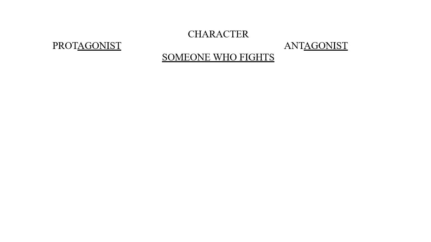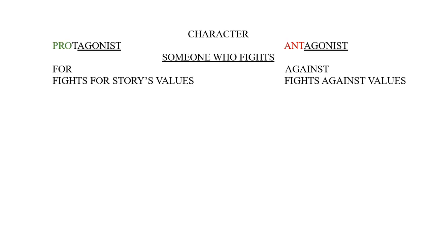We can distinguish these agonists from each other by considering their purpose. Because pro means for, and anti means against, we can say that the protagonist fights for the story's values, and the antagonist fights against those values. Thus, writers usually want to make us feel for the protagonist and against the antagonist. Thus, we can see the story's values by figuring out who the protagonist and who the antagonist are.